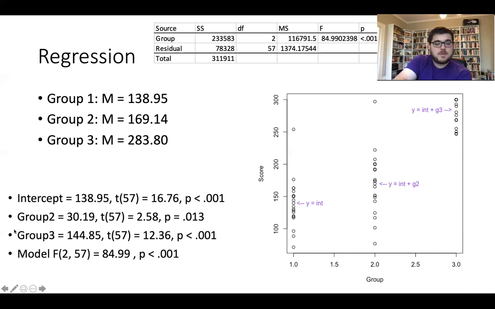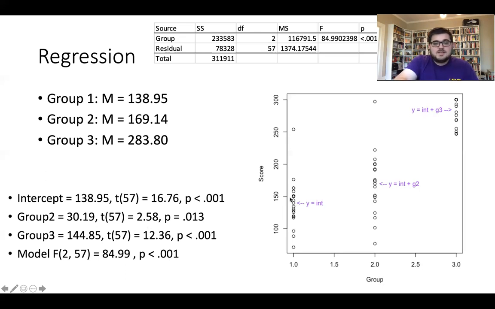So this would drop out of the equation. Since the group 3 coefficient is not in the equation, we just have the group 2 coefficient. We would have the intercept plus the group 2 coefficient. So it would be 138.95 plus 30.19. That's the mean of the second group. That's our best prediction we can make, is just predict the mean. And the group 2 coefficient is statistically significant, just like it was before.